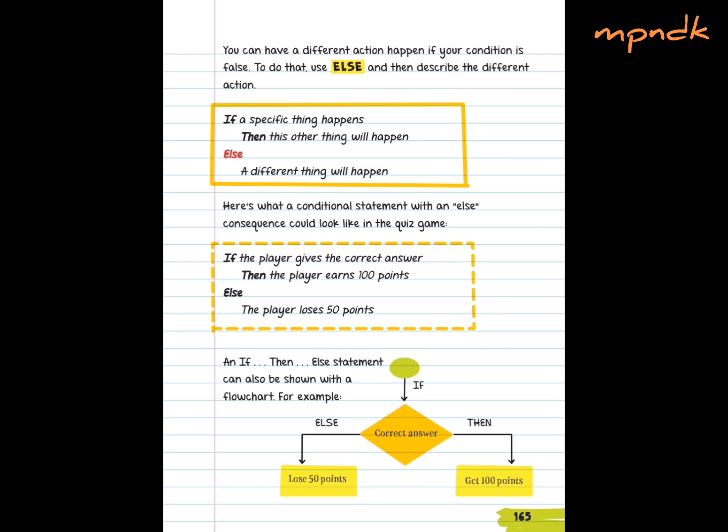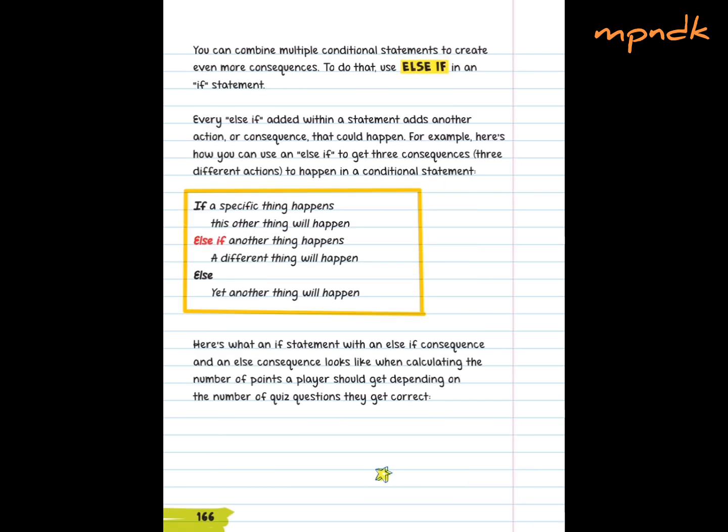Here's what a conditional statement with an else consequence could look like in a quiz game. If the player gives the correct answer, then the player earns 100 points, else the player loses 50 points. An if-then-else statement can also be shown with a flowchart. You can combine multiple conditional statements to create even more consequences. To do that, use else if in an if statement.